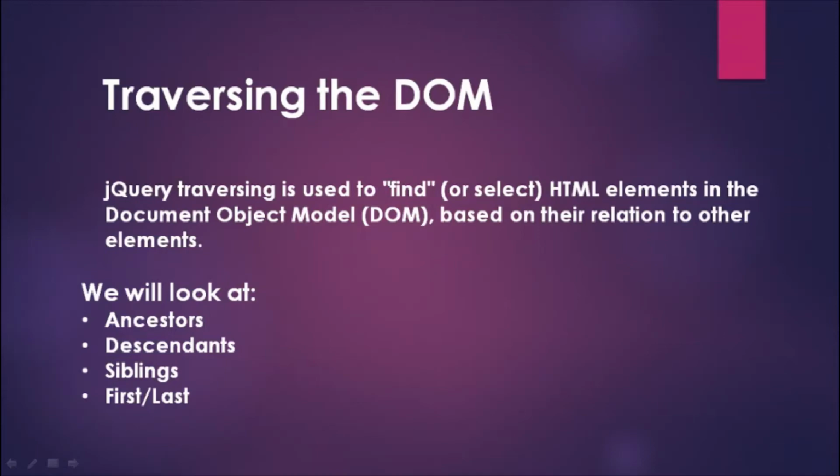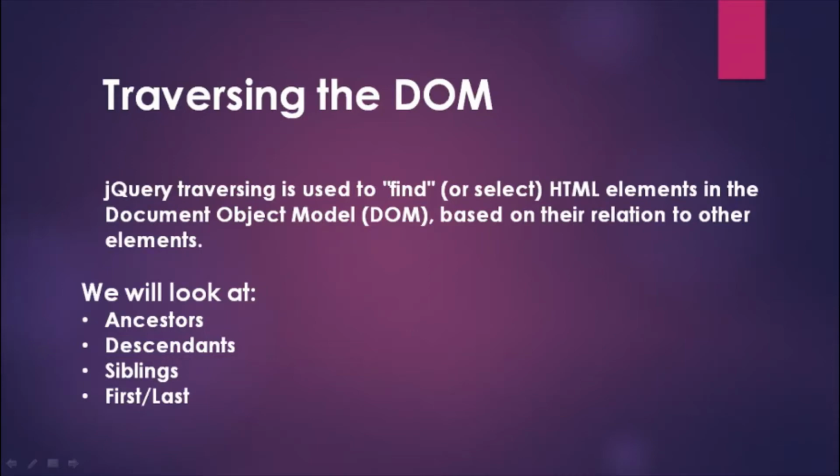So before we go any further, we definitely have to take a look at what DOM traversal is. Traversing the DOM really means to move through. jQuery traversing is used to find or select HTML elements based on their location or relation to other elements. First, we start with one element selection and move through that selection until you reach the element that you desire.